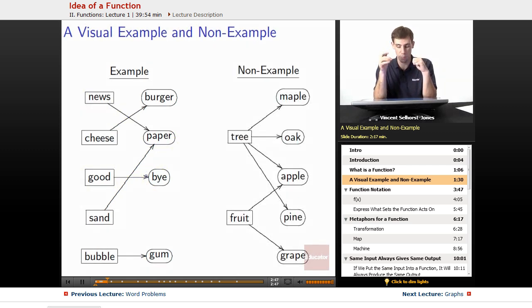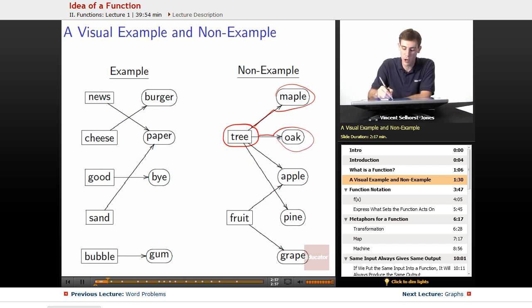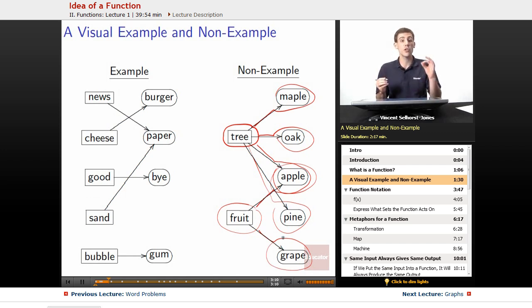Here's a non-example. We say tree, but the function gives us 4 different possibilities. Sometimes it spits out maple, other times oak, other times apple, and other times pine. And then if we go to fruit, it sometimes spits out apple, and sometimes it spits out grape. This isn't allowed, because it's only allowed to give one response to a given input. We tell it one element from our first set, and it can only tell us one element from the second set. It's not allowed to give us a whole bunch of different choices to pick and choose from.